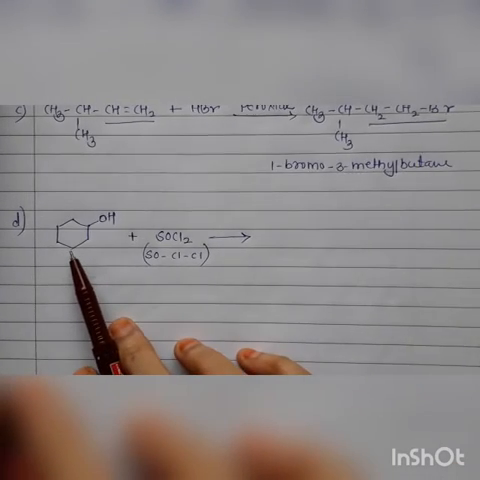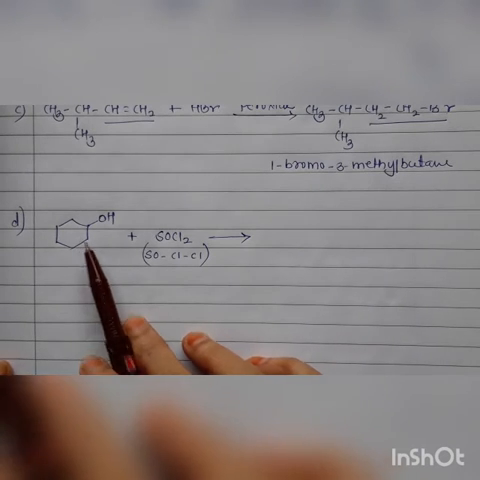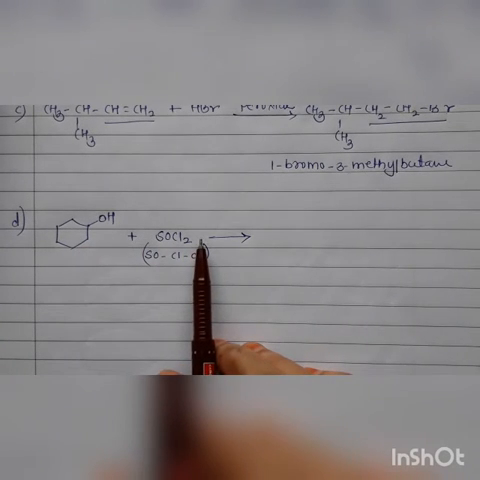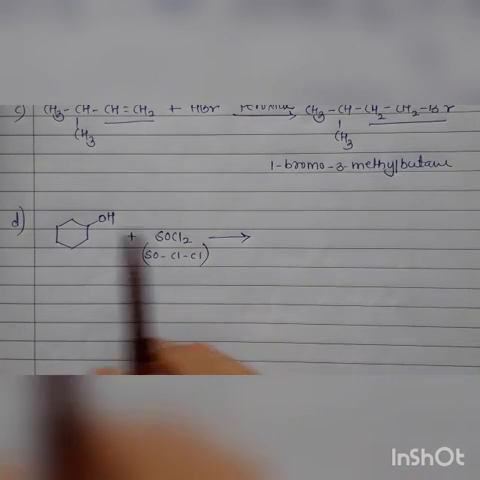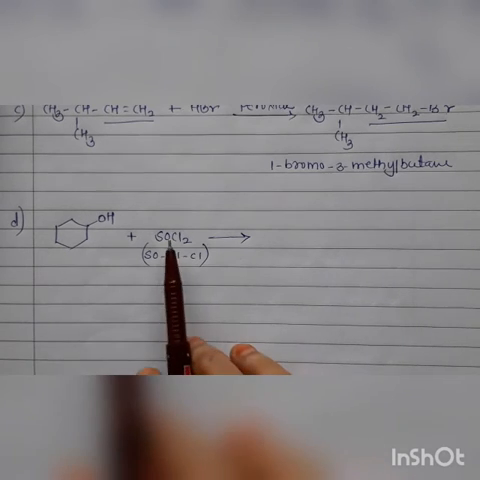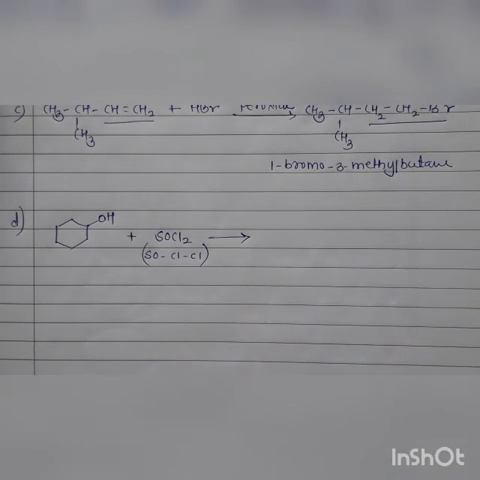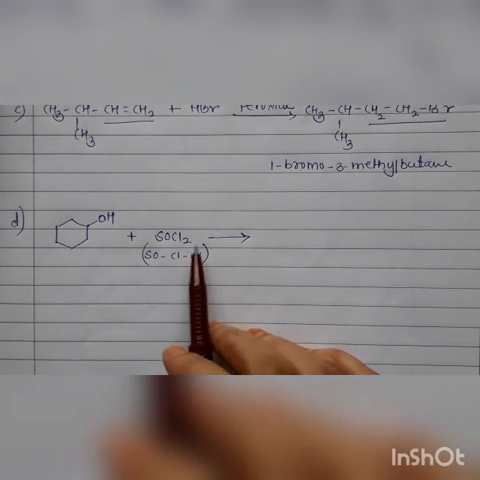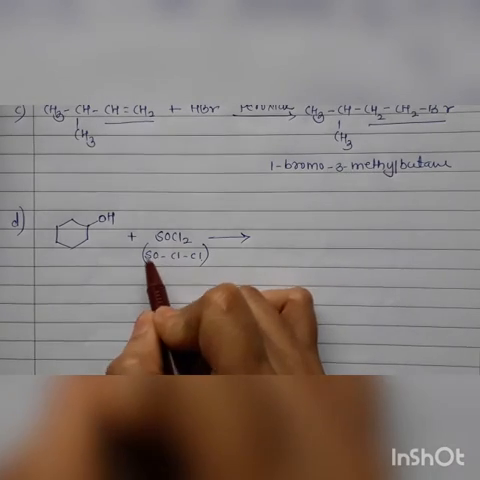Let us see next. See here, cyclohexane and alcohol is attached to it. So it is cyclohexanol. Okay. Plus SOCl2. Okay. SOCl2 is thionyl chloride. This is the method of preparation of alkyl halide from alcohols by using thionyl chloride. Okay. So let us see what will happen over here. SO and 2 chlorine are there. Cl Cl. Understand?